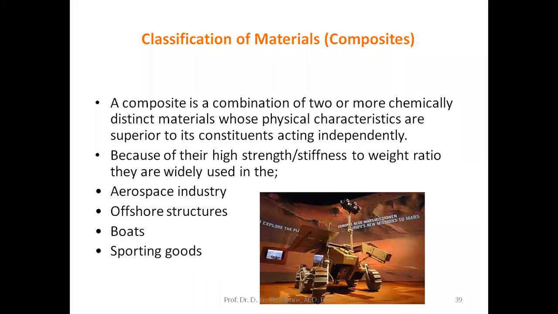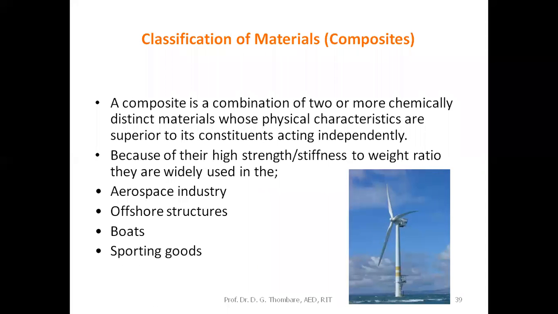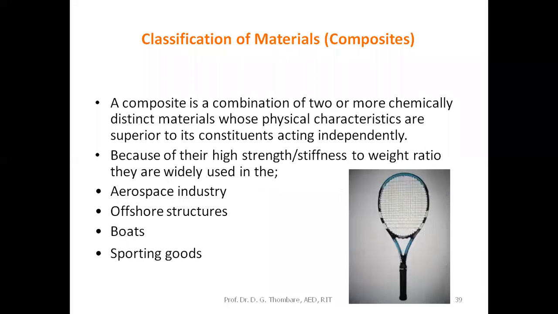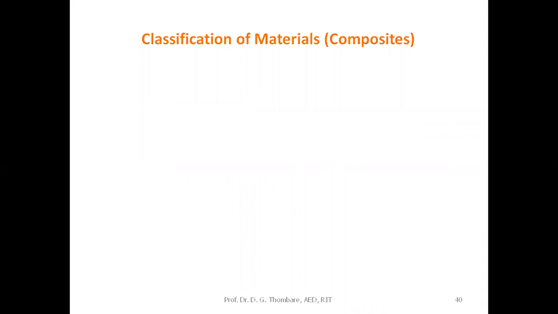You can see applications of composite materials like this. Windmill blades and windmill towers are also made up of composite materials. Then boats: they are light in weight and they have less environmental effect or salt water effect, so composites are best suited for this. You can see here a racket which is used for tennis. A tennis racket is required to be light in weight but very high strength. That is also made up of composite material.